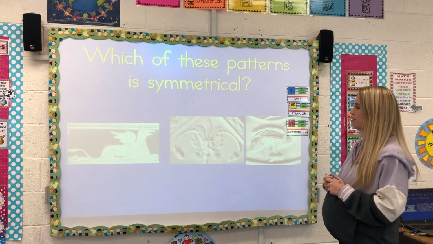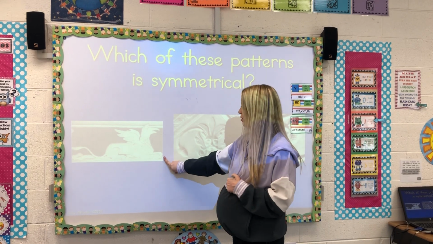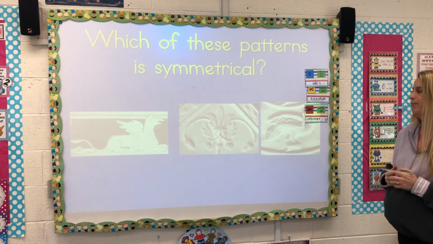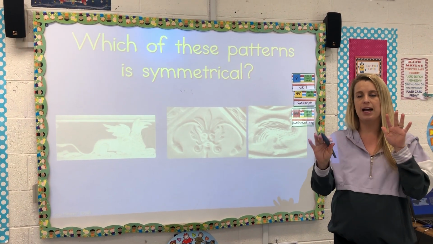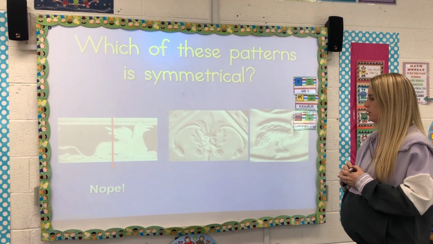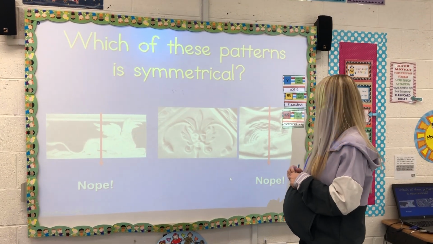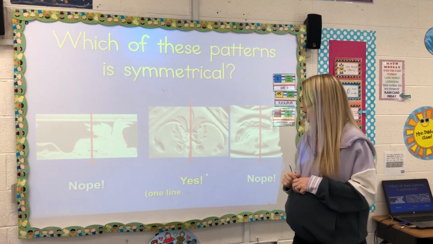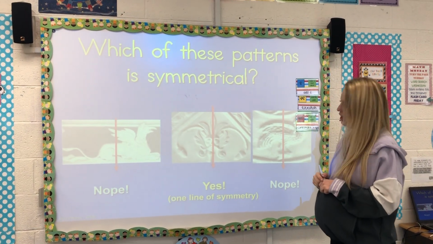Okay, now it's going to give us multiple patterns. I want you to look at them closely and think about which one would have a line of symmetry. Which one could you cut in half and it would be the same either side to side or top and bottom? Nope. Different, different. Also, nope, different, different, leading us to this one. Yes, this side is the exact same as this side, which is one line of symmetry.